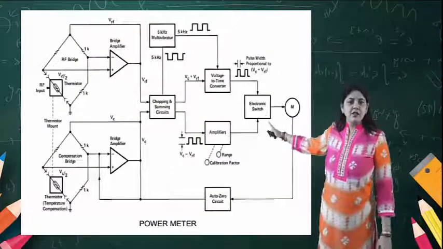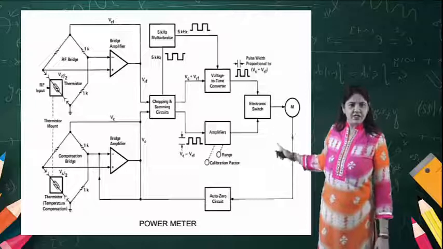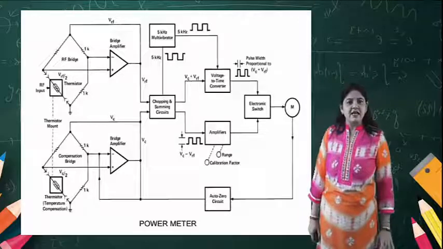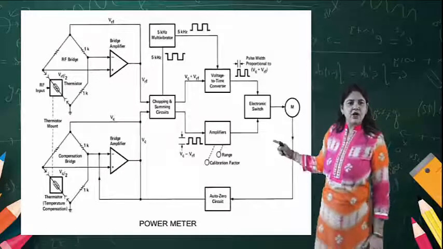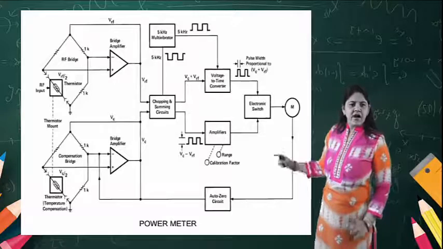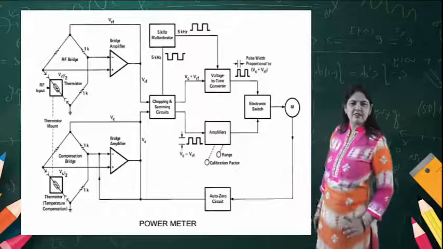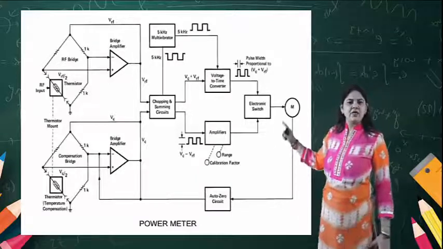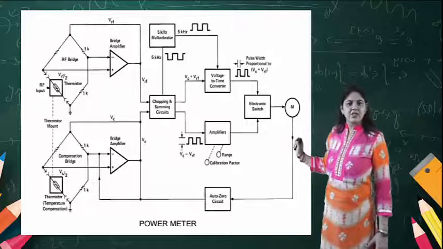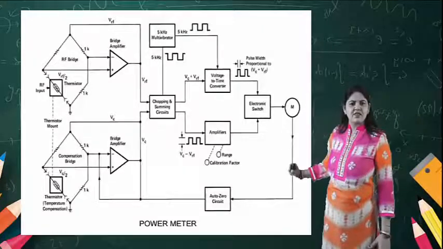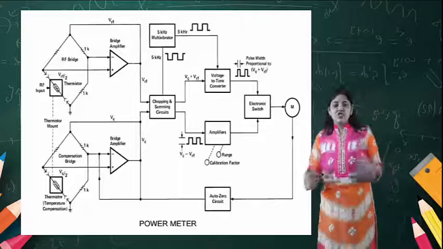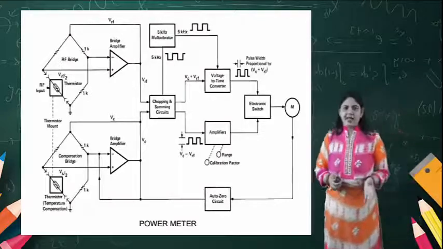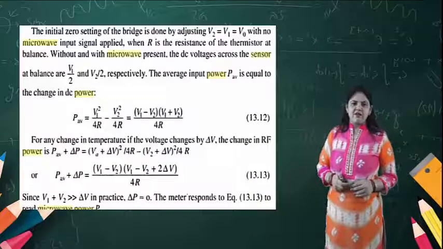This is the full diagram of the power meter. As you can see, the first half is what you have seen earlier. So now you have the power value, you can use the devices and you can measure the power. Here the voltage to temperature converter and the electronic switch are there, and such a power meter is used in regular practice for measuring the power.